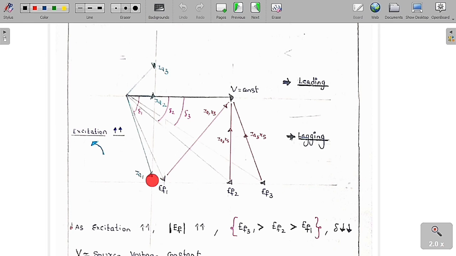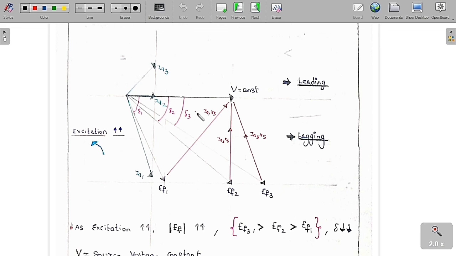But as the excitation increases, the EF value increases. At a particular place, you can see clearly that EF2 cos delta is equal to V. At this condition, it is called the normal excitation. Again, if you increase the EF, you can see clearly the current is leading with respect to EF, so it is called the leading power factor. So at the over excitation, the power factor of the synchronous motor is leading, and at the under excitation, the power factor of the synchronous motor is lagging, as you can see clearly from the phasor diagram itself. And one more thing: whenever the excitation increases, the EF value increases, the supply voltage is constant, and the delta value decreases, as you can see clearly from here.